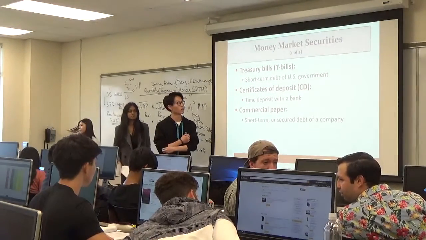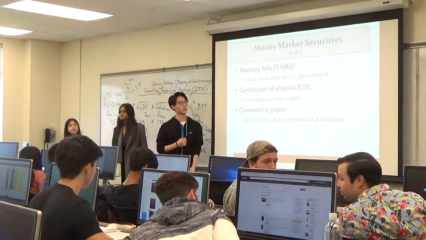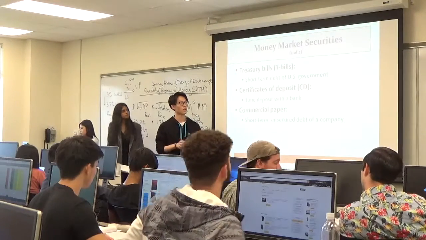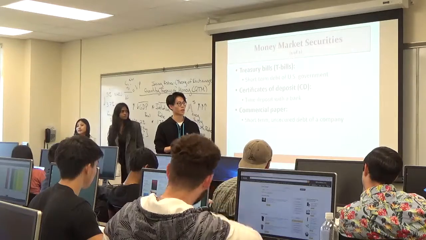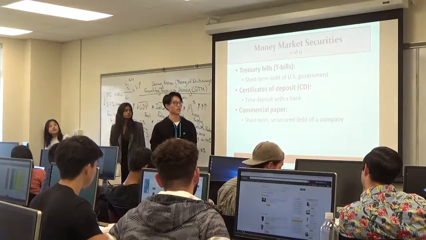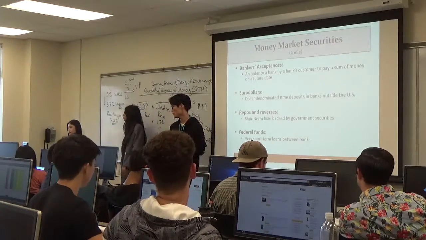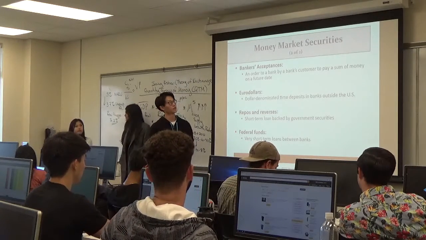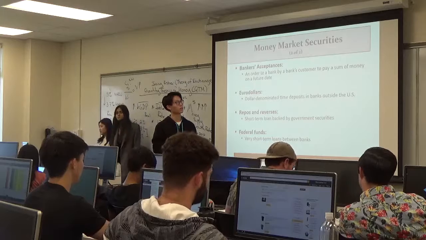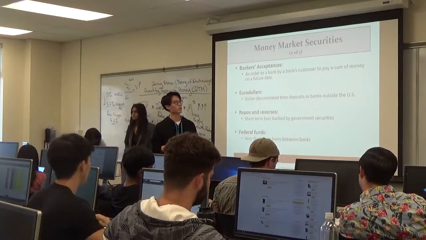And then we got certificates of deposit, we call it CD, which is basically a time deposit at a bank. And then commercial paper, which is the short-term unsecured debt of a company. And then next up, we have bankers' acceptances.